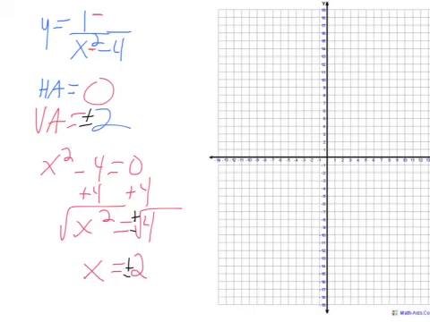On the graph, I will represent the horizontal asymptote with the color blue and the vertical asymptote with the color red. The horizontal asymptote at 0 will go along the x-axis, and the vertical asymptote at 2 will cross the x-axis at, guess what, the number 2.